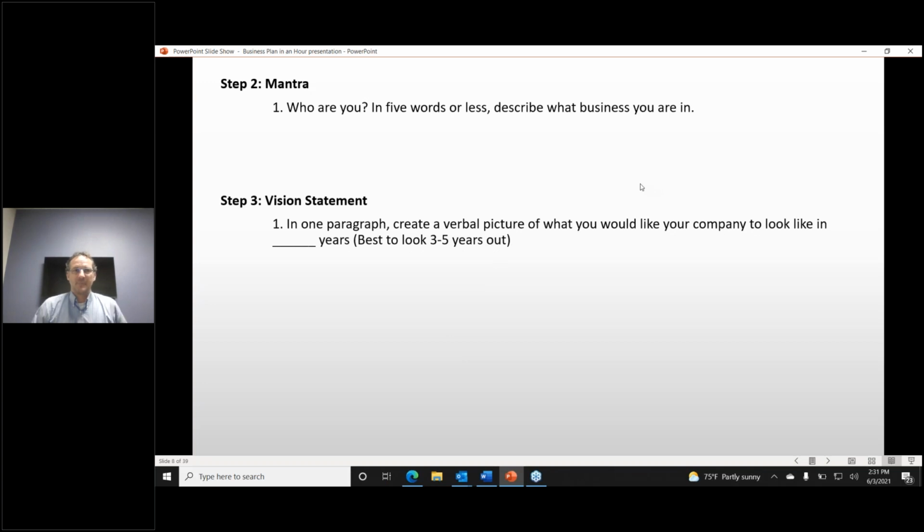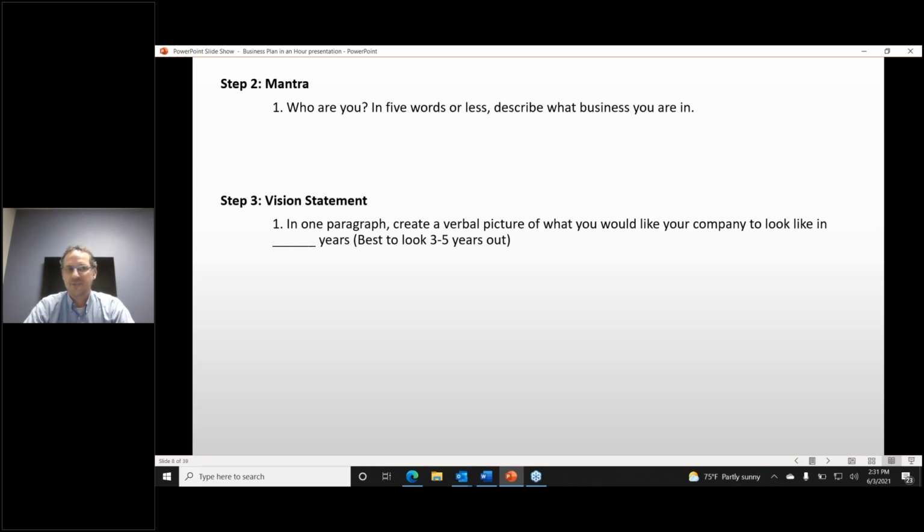A mantra. Who are you? In 5 words or less, describe what business you are in. I used to own a mortgage company back in Iowa 12 years ago, and the name of the company was Mortgage Innovations. My mantra, or my tagline, as some people might call it, was tailored mortgages with personal service. It got the point across to customers that I wrote mortgages and it was tailored to their needs, and they got personal service along with all of it.